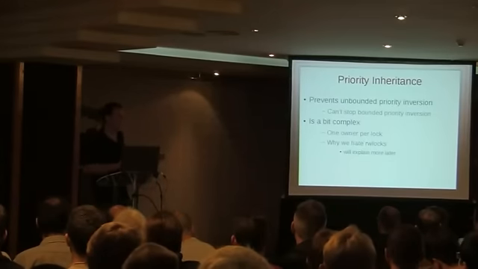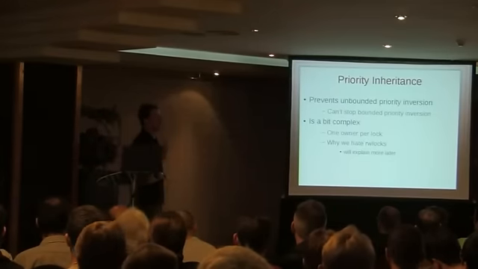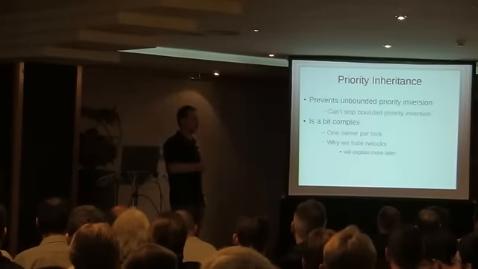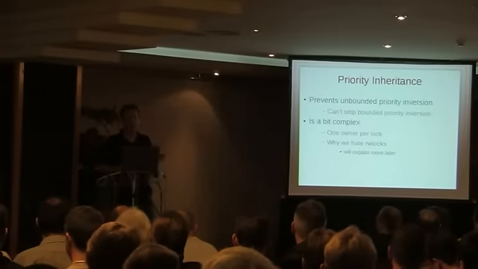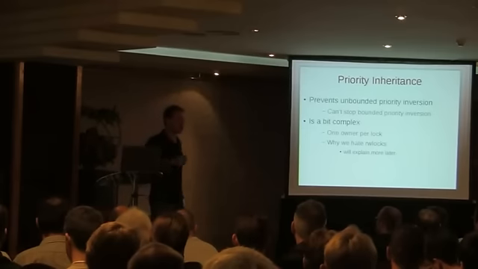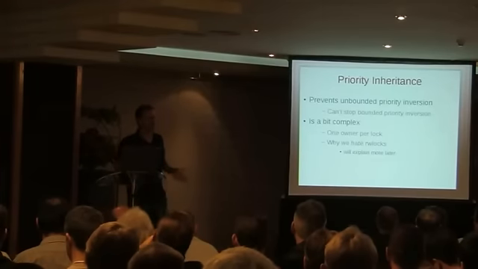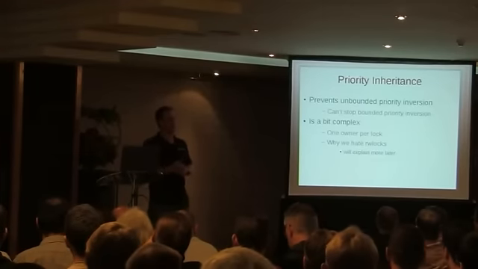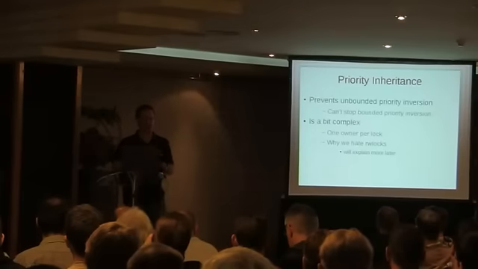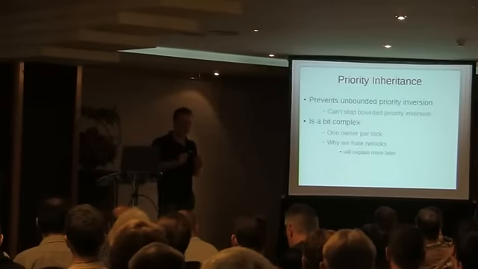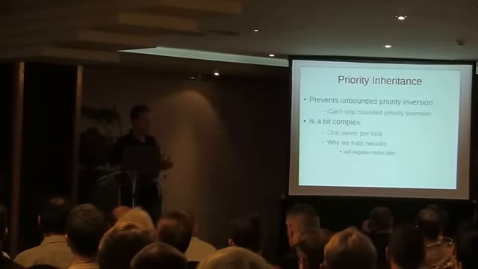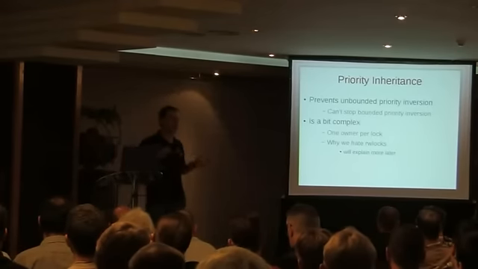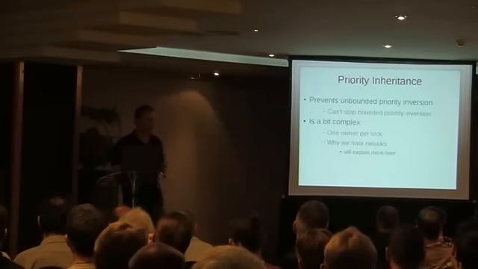Now, priority inversion is whenever you have one task running that's a lower priority than the task that wants to run. And this happens all the time. You can't stop it. The real-time kernel has priority inversion. It's just the way life is. But we don't want unbounded priority inversion. That is something that we have to stop. The way we solve it is through priority inheritance. There are other ways of solving it, but priority inheritance is the way we do it.